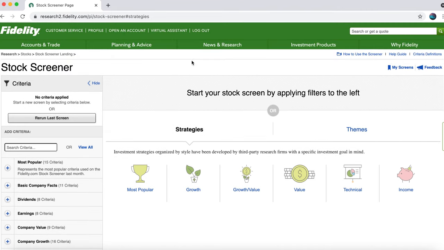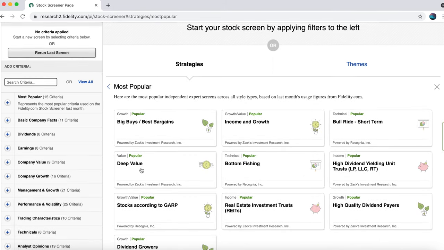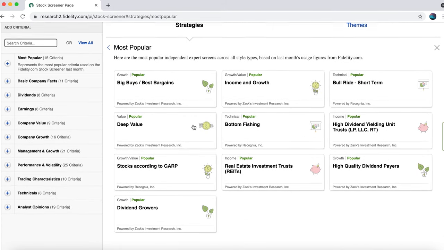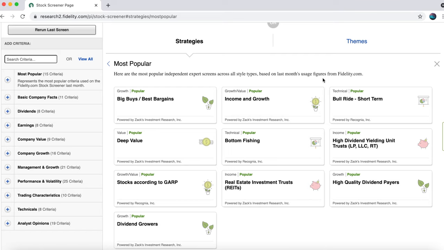In terms of other ways to find stocks, you can click on these symbols if you're just browsing. If you click on most popular, it gives you some different options here. High quality dividends, big buys, best bargains. It also gives you a shortcut to more short-term investing, like you're just playing the bullish wave right now. Let's click on big buys, best bargains.